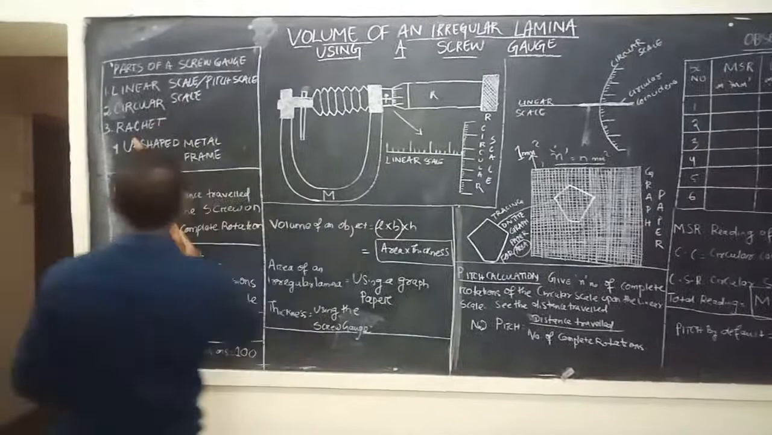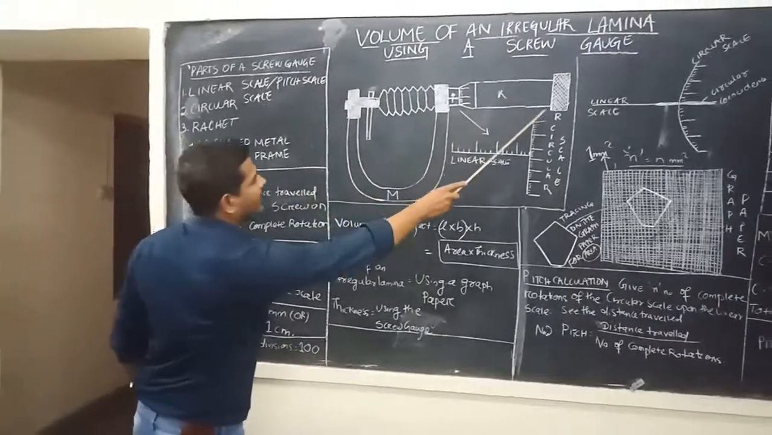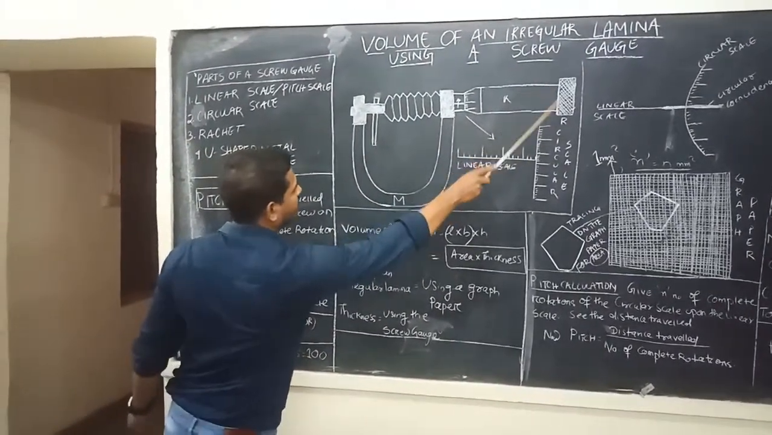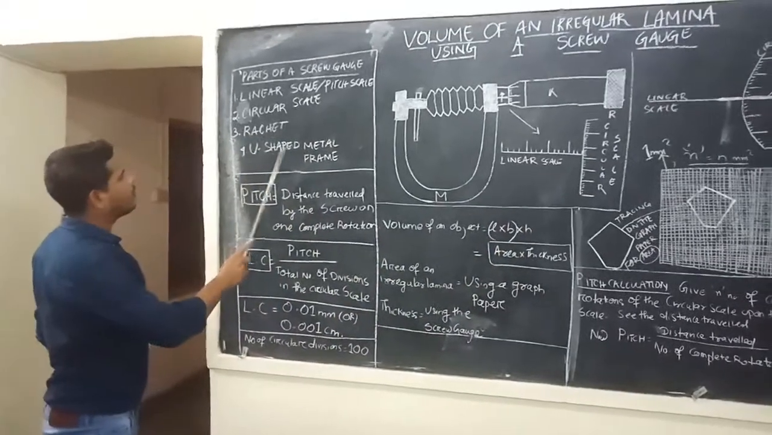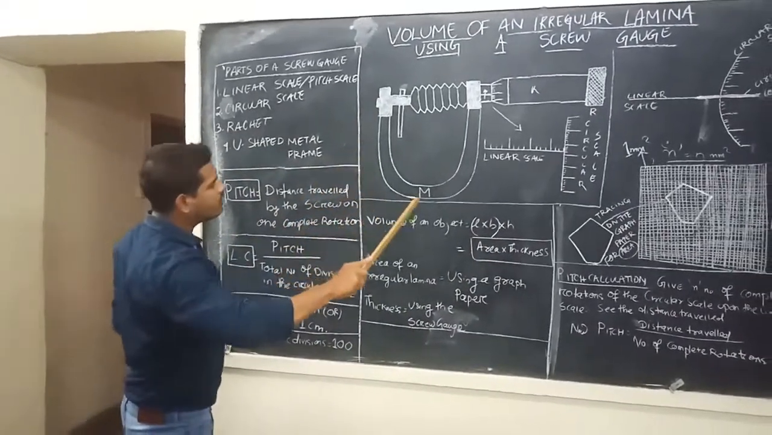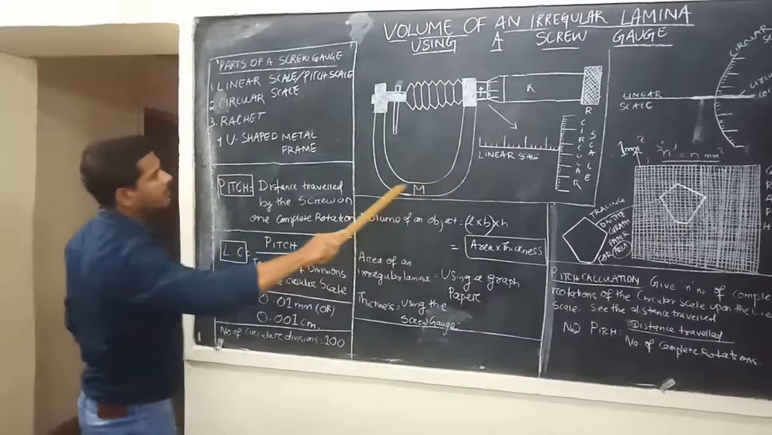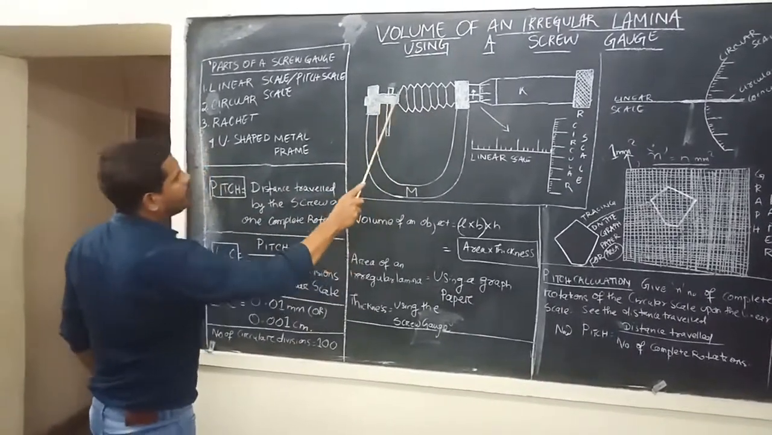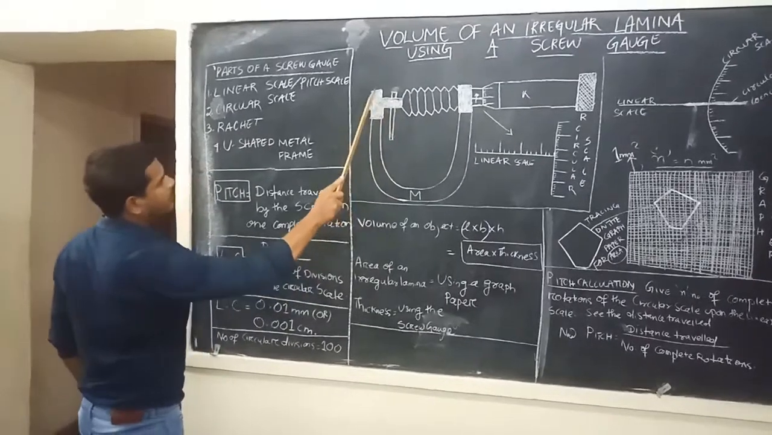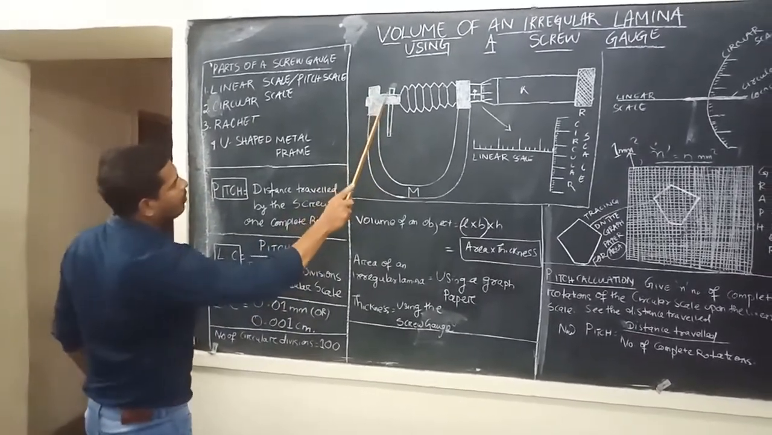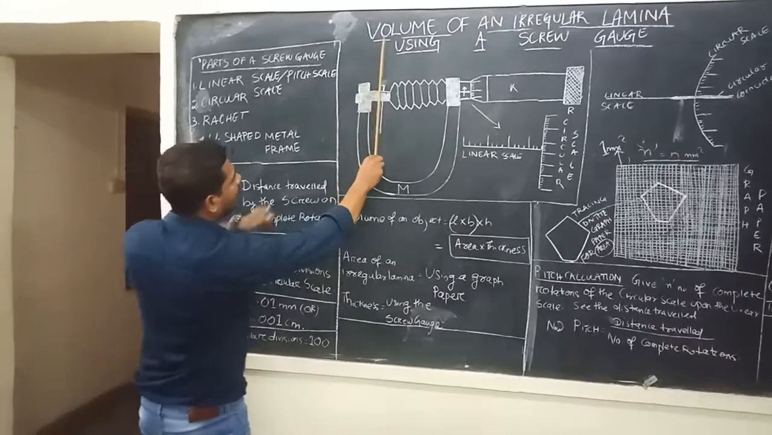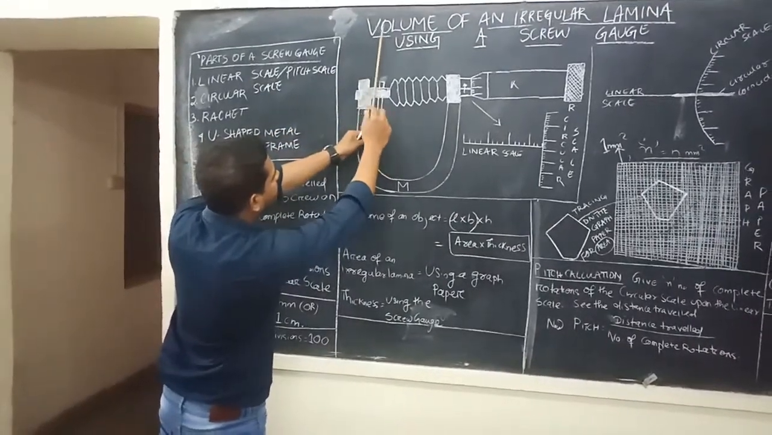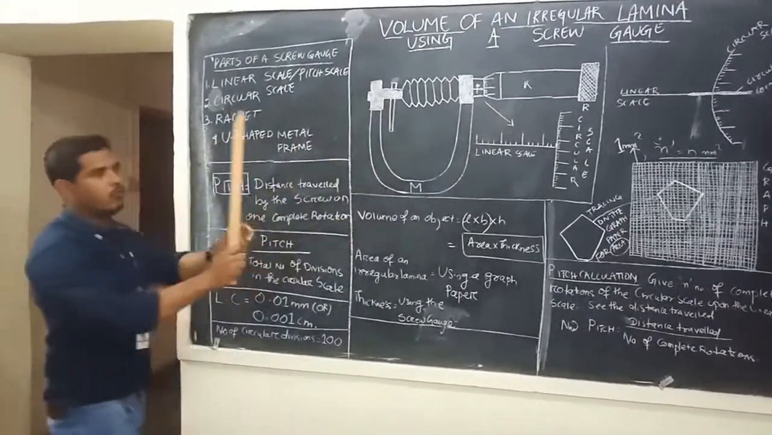Now coming to the ratchet. This is the ratchet. You can see the last part of the screw gauge is the ratchet. Then the U-shaped metal frame. This is the U-shaped metal frame. You can see in this metal frame, the object is held in this part. Now the screw head has a face and this also has a face. Now we have to keep the object like this and fix the head end to end to hold it tight.